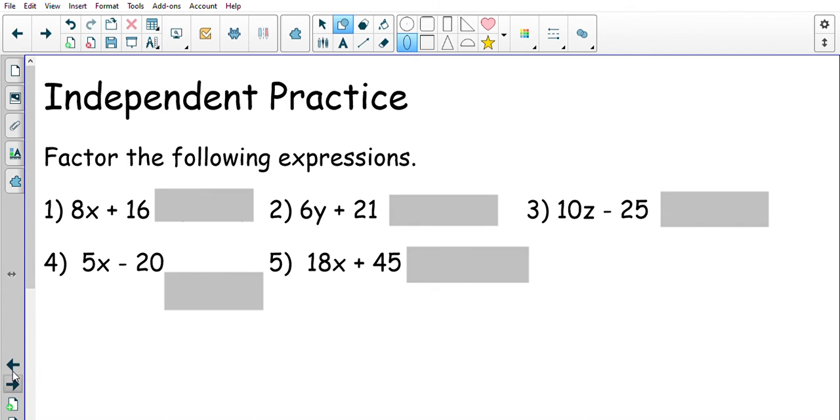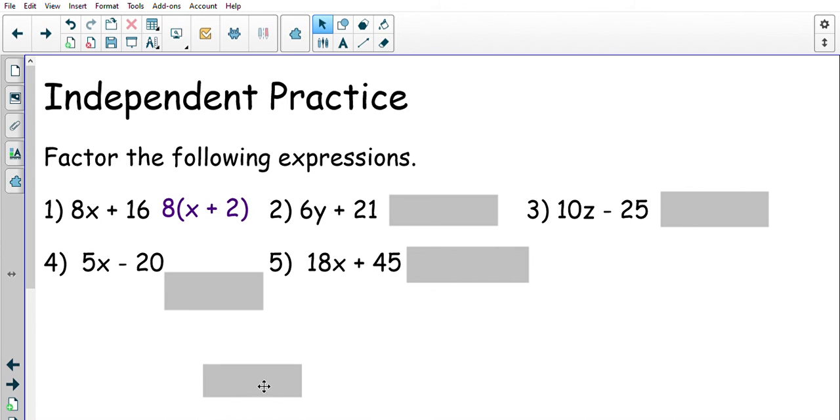All right, so I did put 5 independent practice problems here for you to try. Pause the video, give these 5 a try. All right, so hopefully you've worked through these 5. Let's take a look. The GCF of 8 and 16 is 8, so the 8 goes outside the parentheses. X plus 2 is inside the parentheses.